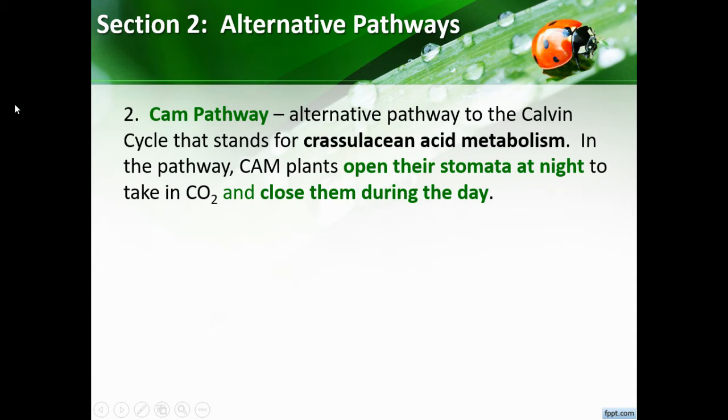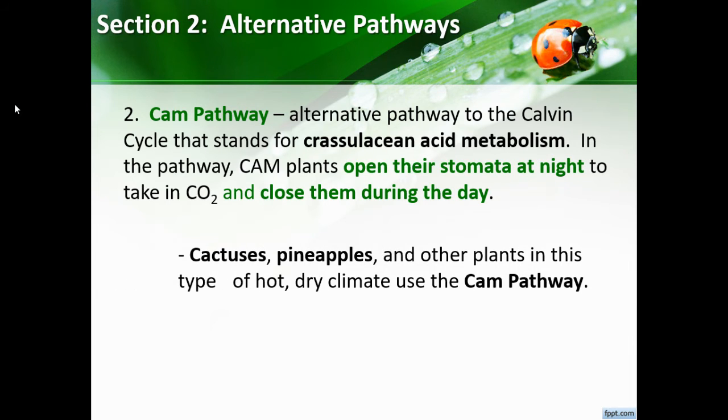The CAM pathway is an alternate pathway to the Calvin cycle that stands for crassulacean acid metabolism. It's just easier to say CAM. In the pathway, CAM plants open their stomata at night to take in carbon dioxide, and they close them during the day. So it's kind of the opposite of what normally happens with a plant. Cacti, pineapples, and other plants in this type of hot, dry climate use the CAM pathway.